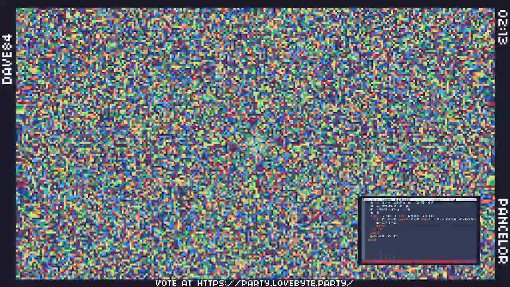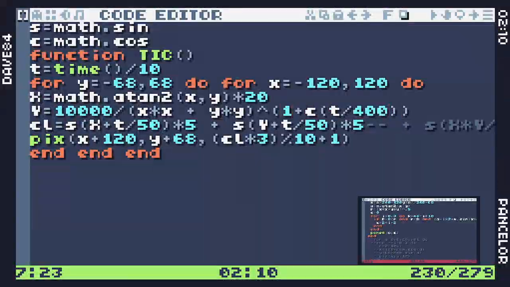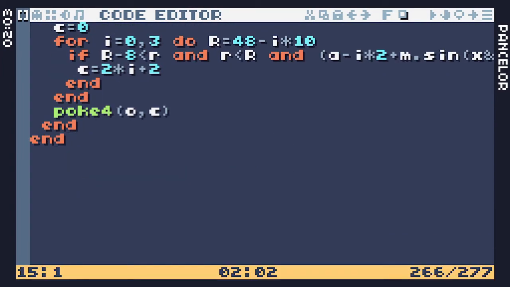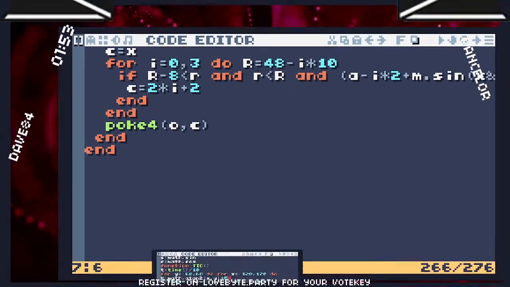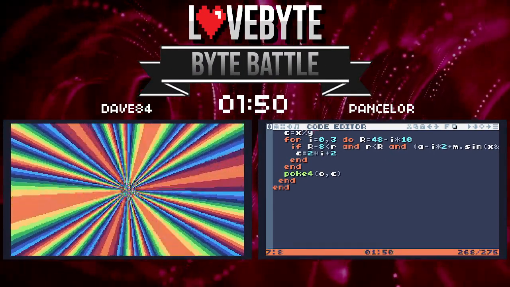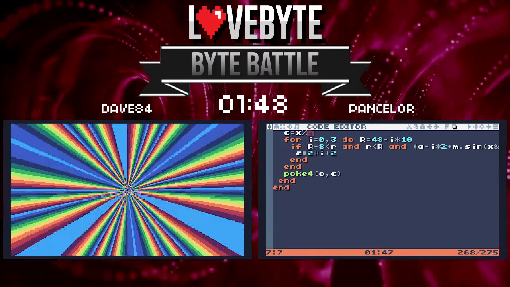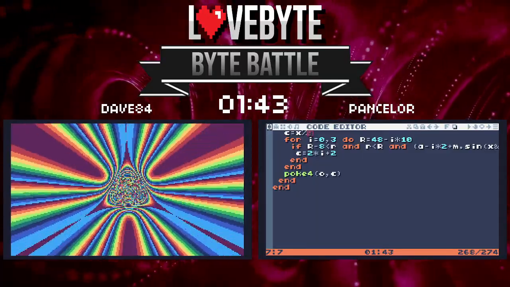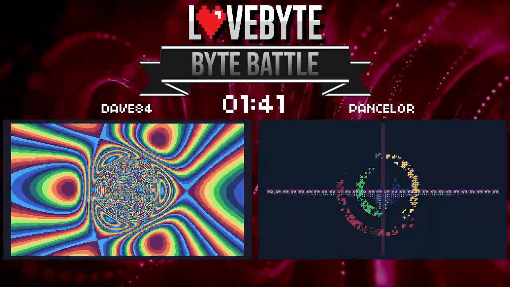Got rather noisy on Dave's side. Where did the plasma go? Yeah, I don't see Pancelor concerned at all with that huge red bar. Ah, now he's deleting some. Here we go. Only 10 bytes to go. You can do this. Just randomly delete random things. I delete this, I delete that. I think he's been toying with us the whole time, just leaving exactly 500 and something bytes just sitting there ready to be deleted.